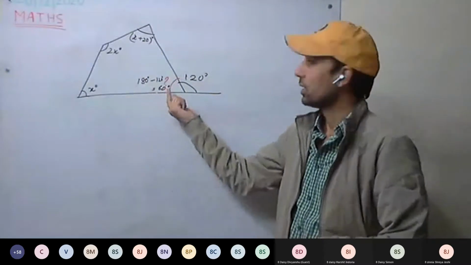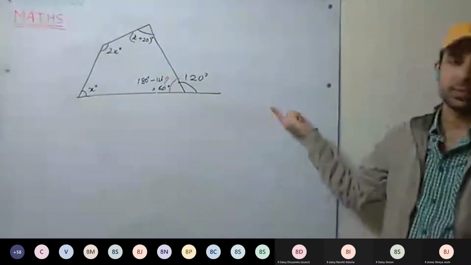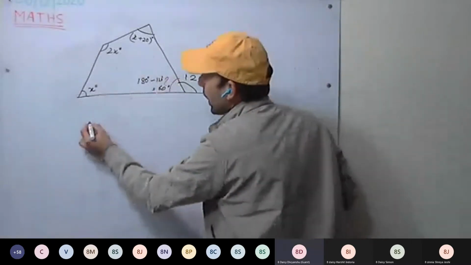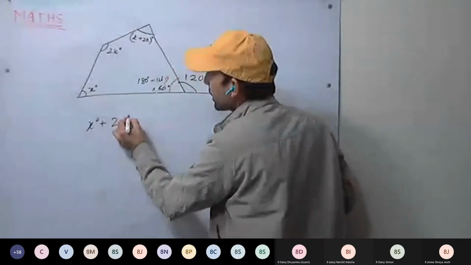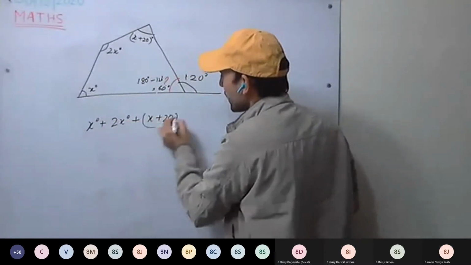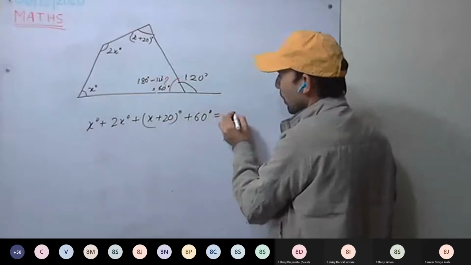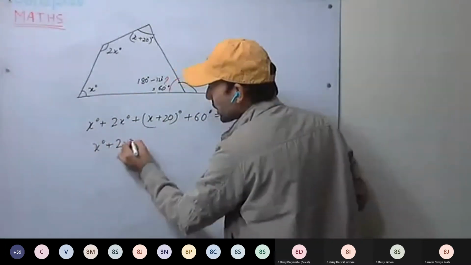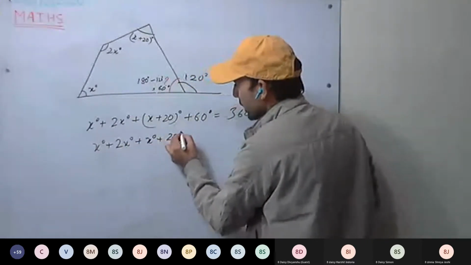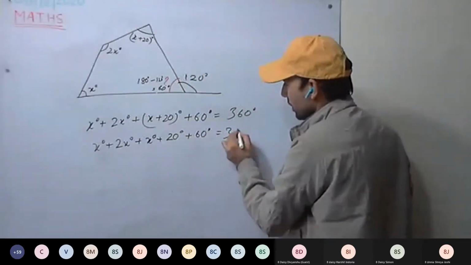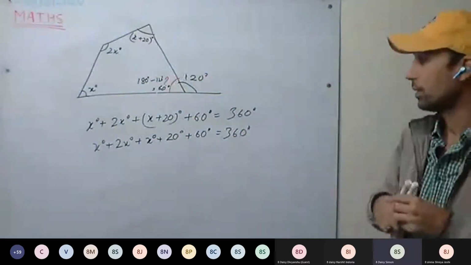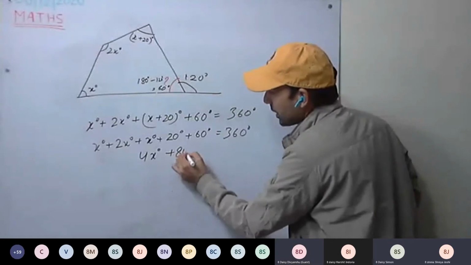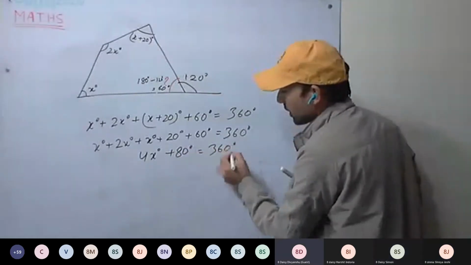Now we have got this angle as 60 degrees. Now we can calculate the x. The sum of the interior angles of a quadrilateral equals 360 degrees, and put the values there. So x degree plus 2x degrees plus (x plus 20) degrees plus 60 degrees equals 360 degrees. Open the bracket: x plus 2x plus x plus 20 plus 60. Now solve: 4x plus 80 degrees equal to 360 degrees.